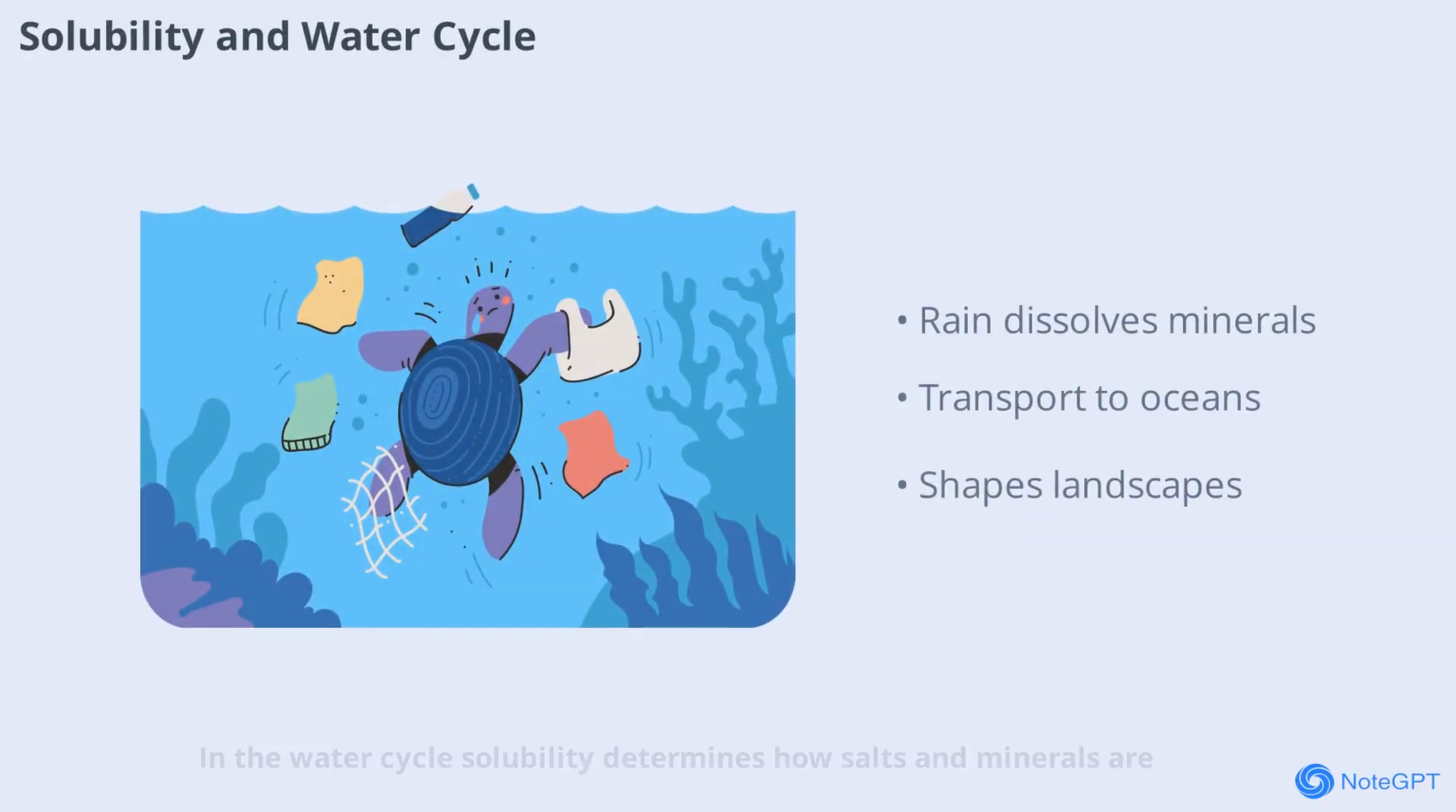In the water cycle, solubility determines how salts and minerals are carried from the land to the sea. Rainwater dissolves minerals from rocks and soil, transporting them to rivers and oceans. This process shapes landscapes and supports aquatic life.